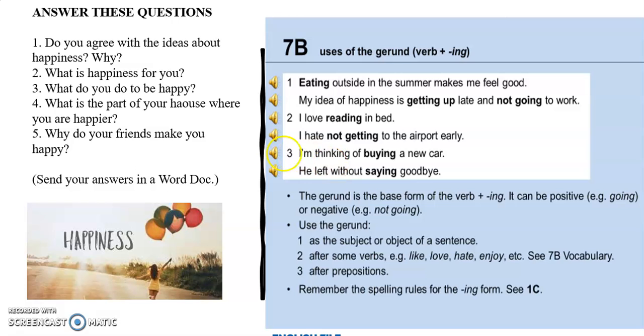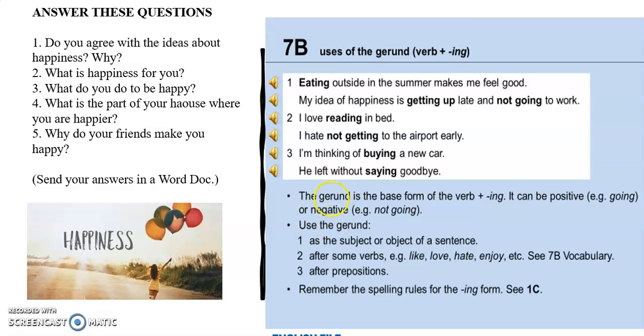Yes, so the gerund is the base form of the verb, and you add ing. Look at here. It can be positive or negative. For example, you can say not going. I hate not going to the airport early. Or in negative form, I hate not getting into the airport early. In positive again, I love reading. In negative, I love not reading in bed.